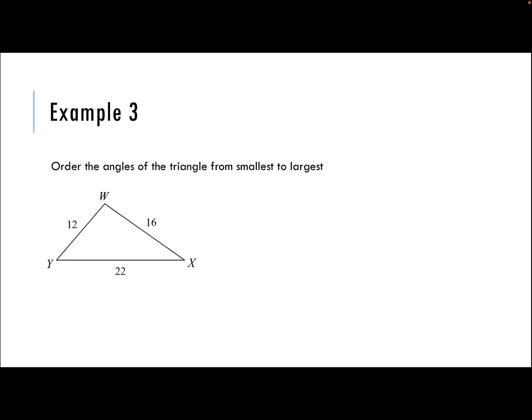So then for example 3, we have to order the angles of the triangle from smallest to largest. If we write our sides in order, we have WY, then we have WX, and then we have YX. And then for our angles, remember the triangle is triangle WXY. So the letter that's missing is the angle. So we have angle X, angle Y, and then angle W from smallest to largest.